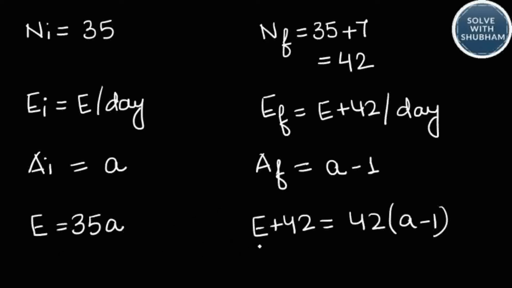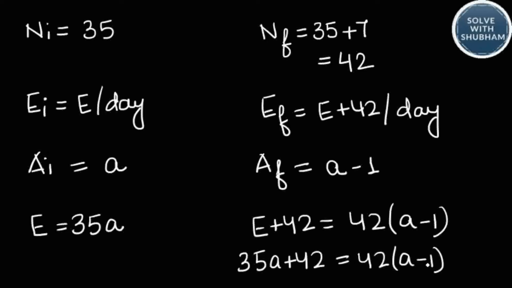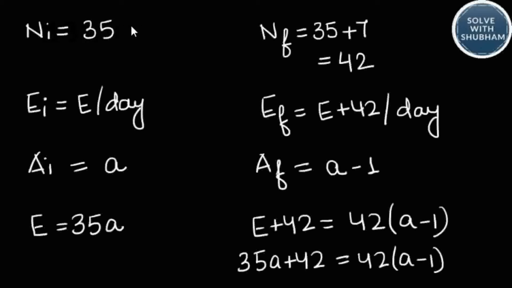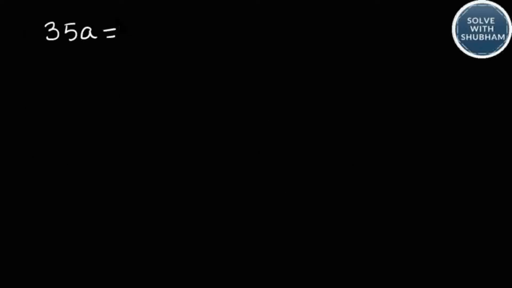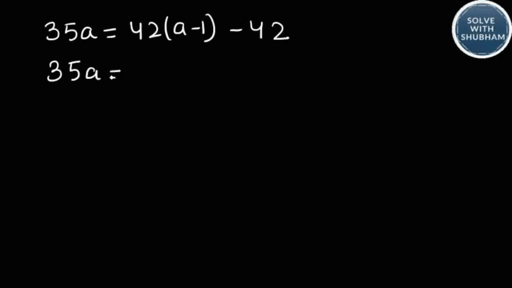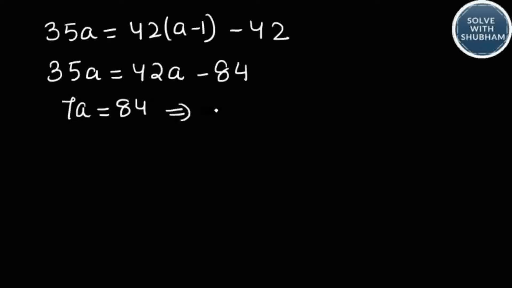So E is 35A, you can put it here. 35A plus 42 is equal to 42 times A minus 1. Let us try solving it. So 35A is equal to 42 times A minus 1, minus 42. So this would be 42A minus 42 minus 42, minus 84. 7A is equal to 84. A would be 12.